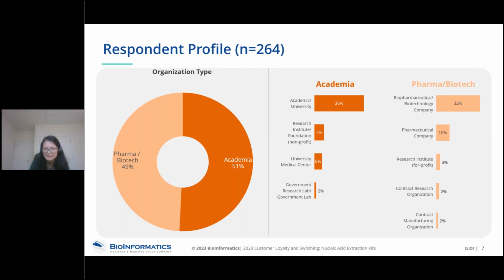We had an even split between academics and pharma biotech respondents. Within academia, the majority indicated that their organization type is an academic center or university, although there were participants from research institutes and university medical centers and government labs. Within the pharma biotech cohort, 32% of respondents indicated that their organization is a biopharma, biotech company. Then pharmaceutical companies, research institutes, and contract organizations were also represented in the sample.